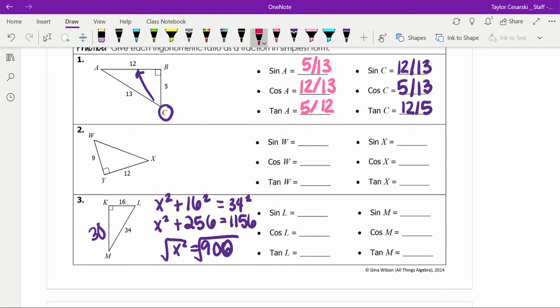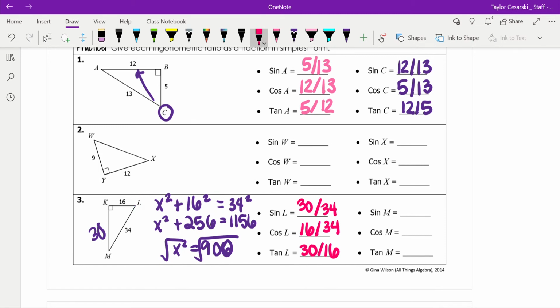Alright, so sine of L. So I'm going to start up here at angle L. So opposite is 30 over my hypotenuse is 34. Cosine of L, adjacent, is 16 over my hypotenuse is still 34. Tangent of L, so opposite over adjacent. Opposite is 30 over adjacent is 16.